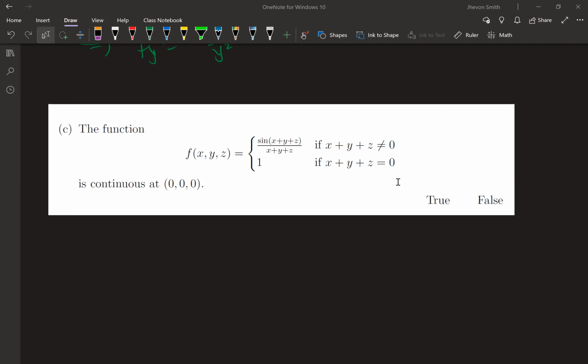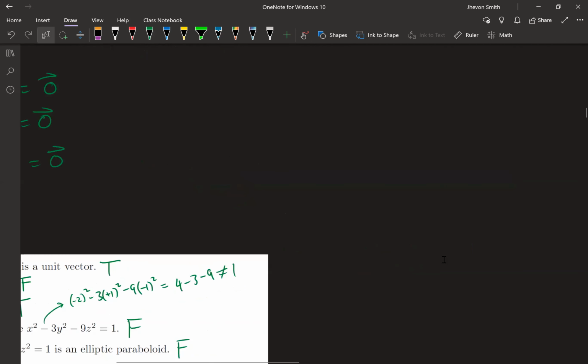Of course, the limit as (x, y, z) approaches (0, 0, 0) of sine of (x plus y plus z) over (x plus y plus z) is equal to 1, a special trig limit, which is actually equal to the value of the function defined at that point, which means it's actually true. It's continuous. It's only defined as a sine function divided by that thing when we're not at 0. However, it is continuous because the limit exists and it approaches the value of the function at that point.